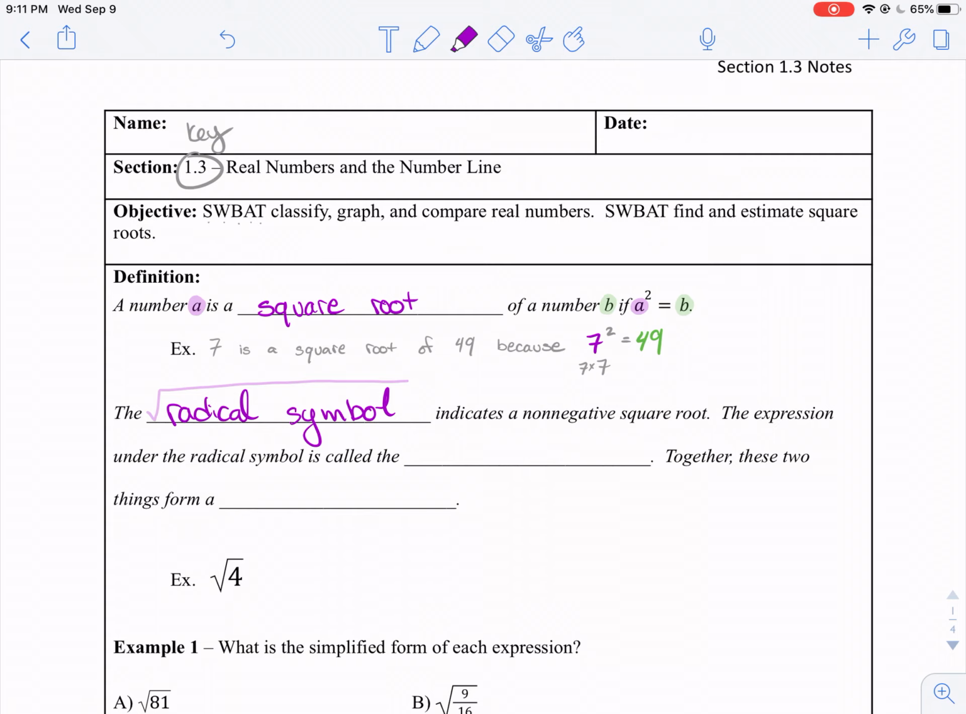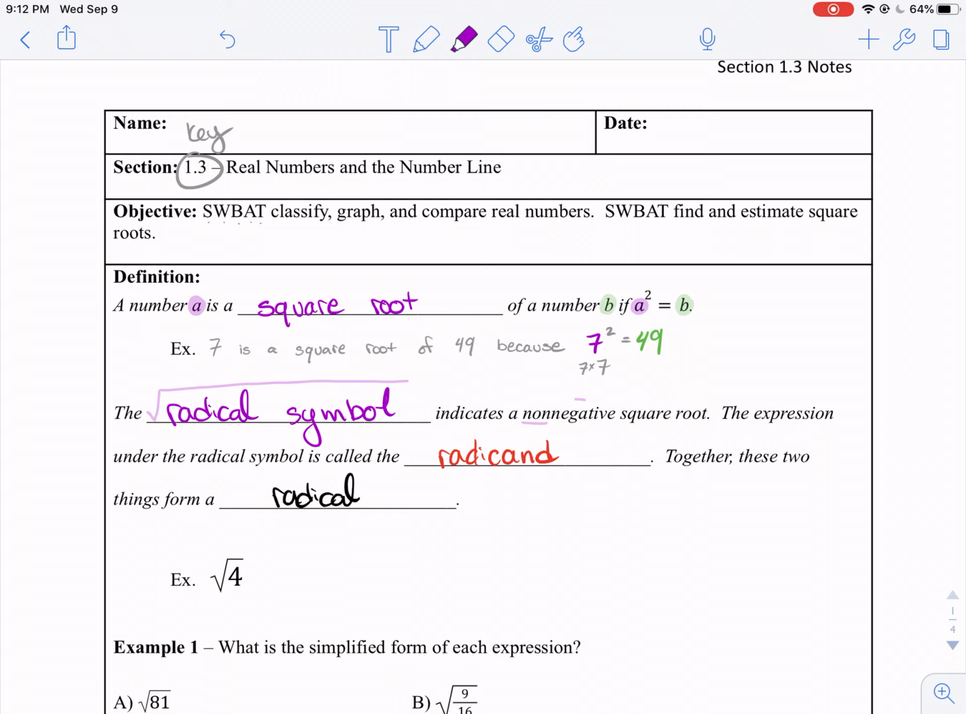That indicates a non-negative square root, non meaning not, a negative meaning like a negative sign. So non-negative is greater than or equal to 0. The expression under the radical symbol we call the radicand. And then together, these two items form a radical.